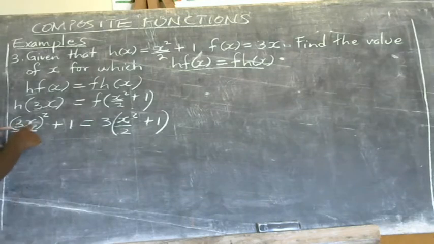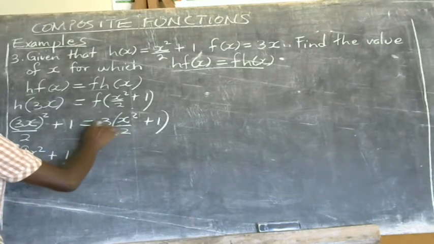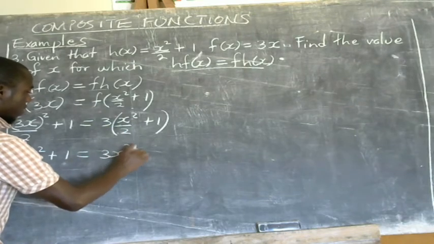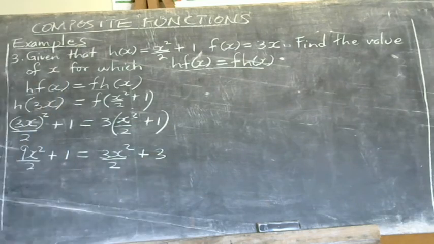So when I square here, by the laws of indices, whatever is inside the bracket is going to be squared. So 3 squared is 9, x squared is x squared, then divided by 2, then plus 1 is equal to this side. When I open the bracket, that's going to be 3x squared all over 2, then plus 3 times 1, which is 3. Now you can either collect like terms, take this to the other side and then simplify, or get the LCM of all the denominators and then multiply throughout.